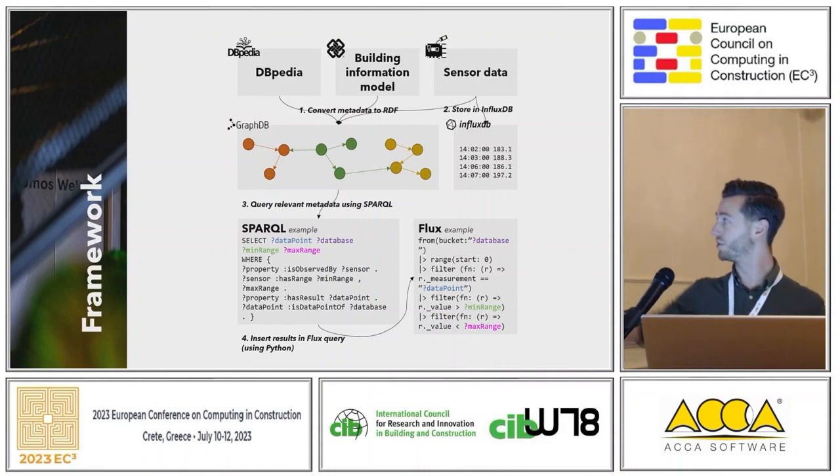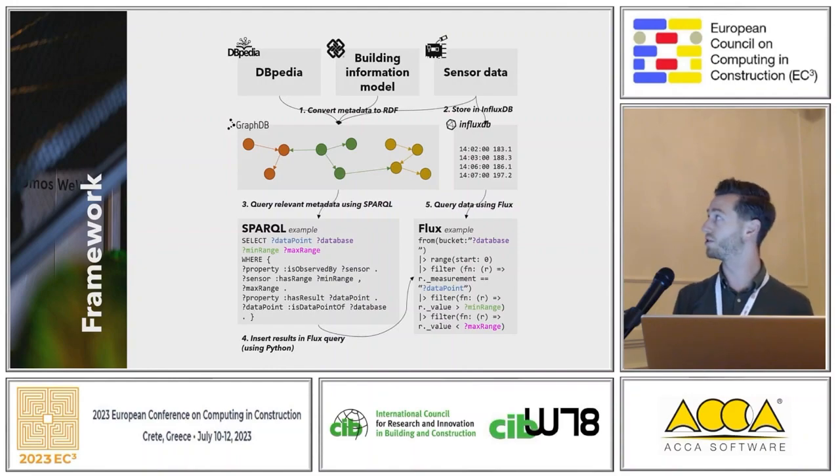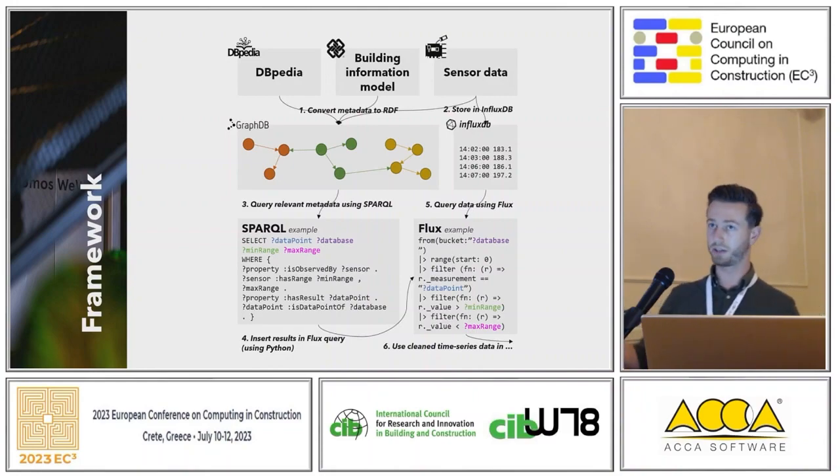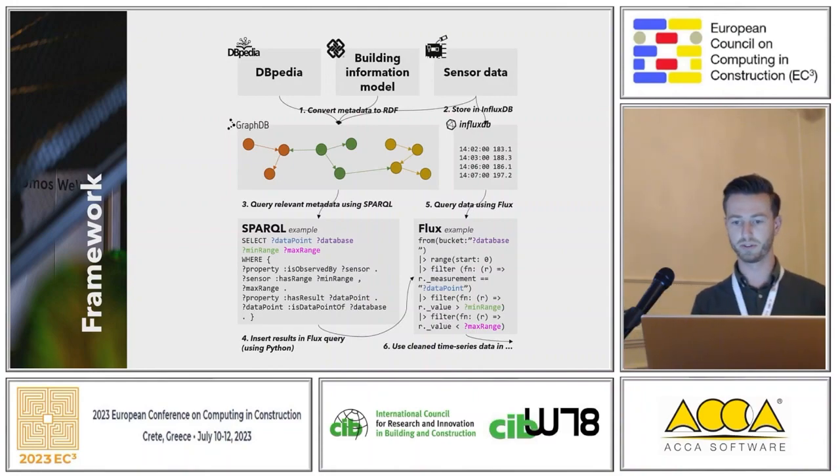And Flux has these filter options. For example, we can filter values on minimum and maximum range. And then we use that Flux query to query data in Influx and have clean data that we can then use somewhere else. So the idea is that we clean the data in the querying process instead of after the querying process.